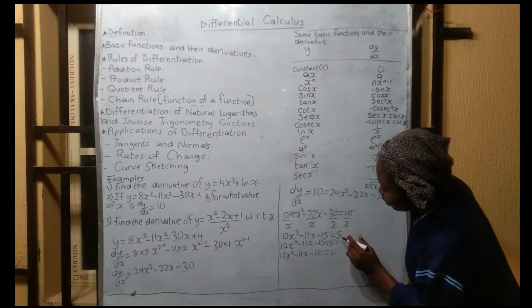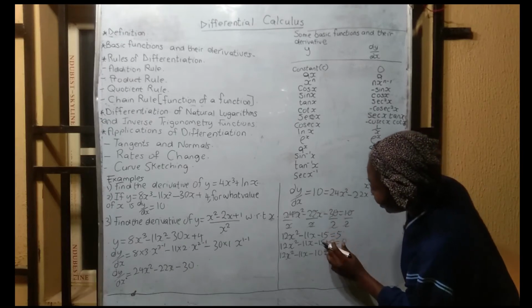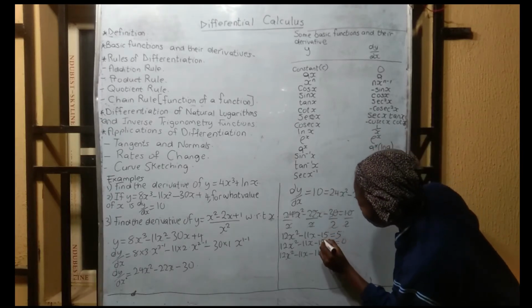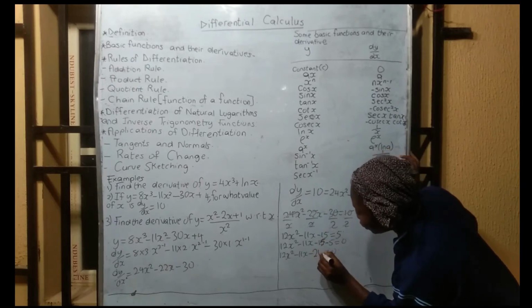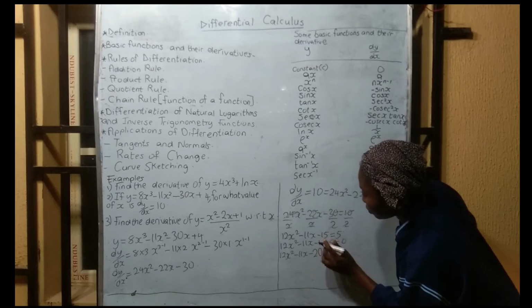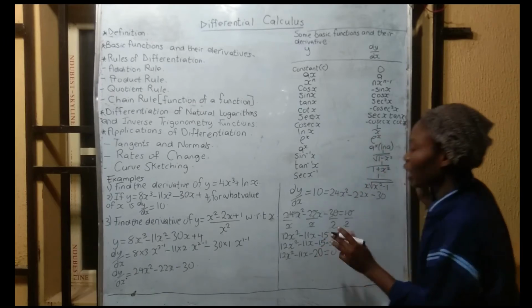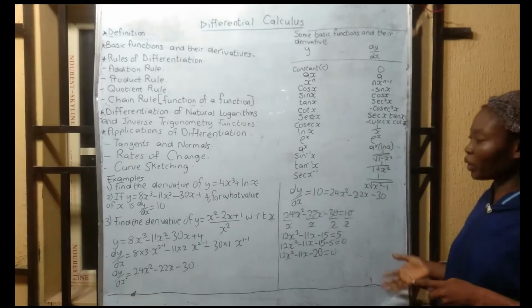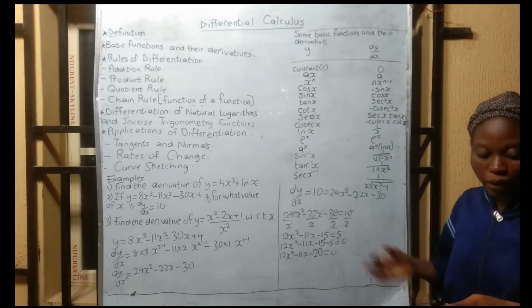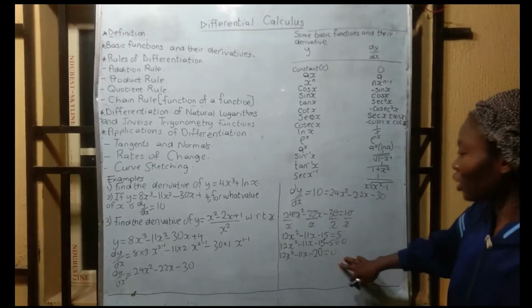Oh, 5 coming to this side should take a negative sign. So this should be minus 15 minus 5. Then we should have minus 20. Then you can use any quadratic formula or method that is appropriate for solving that particular quadratic equation.